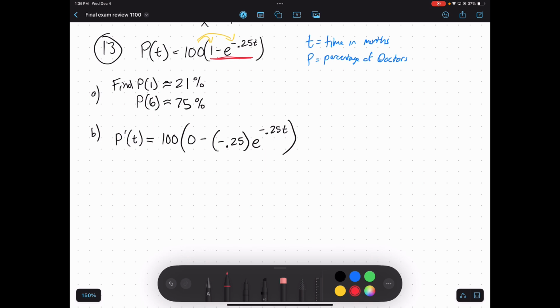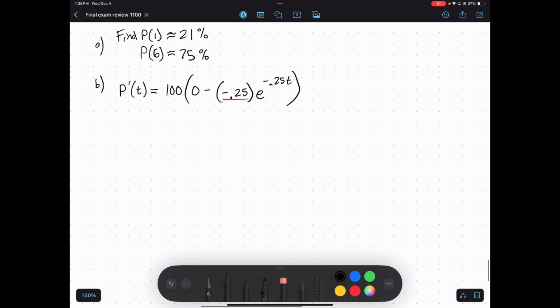Do we see that? So there's my constant that was up there in the exponent. Okay, and that's being multiplied. So if I simplify this a little bit, I get 100. The 0, I don't need the 0 anymore. What happens with these negatives? These negatives become positive, and I'm left with 100 times 0.25 e to the negative 0.25t. Well, 100 times 0.25, what's 25% of 100? That's just 25. And there's my derivative. Okay, any questions about that?